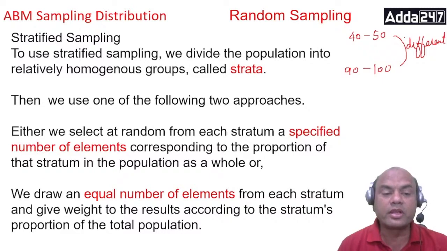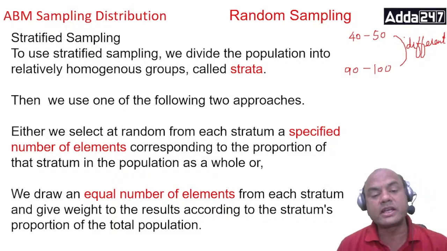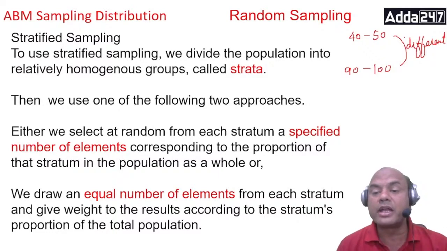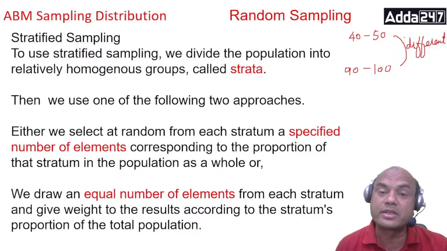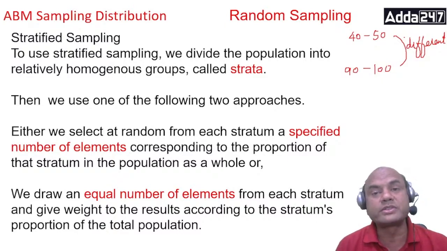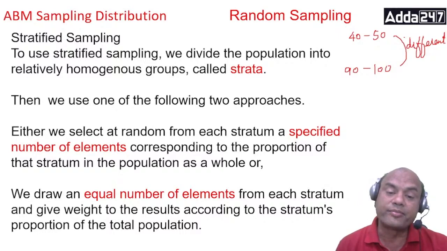Thus, we use one of two approaches. First, we divide them into separate strata. Then either we select at random from each stratum a specified number of elements. Specified means I may tell that from 90 to 100 we'll select 5 students, from 40 to 50 we'll select 10 students. So I might have already decided. That's why, come back to the first definition of sampling, predetermined. I'll say 90 to 100 I want 5 students, 40 to 50 I want 6 students, 50 to 60 I want 10 students. It will be a determination from my side. That is one way out.